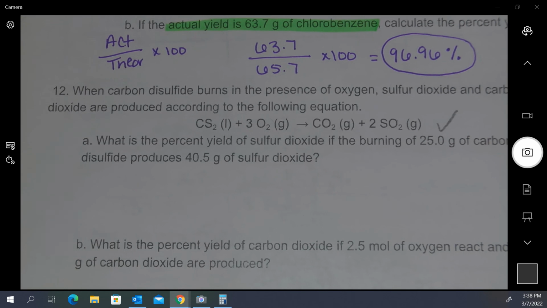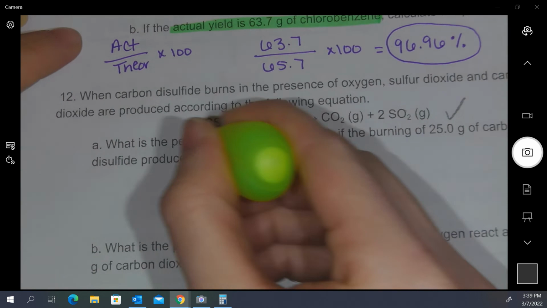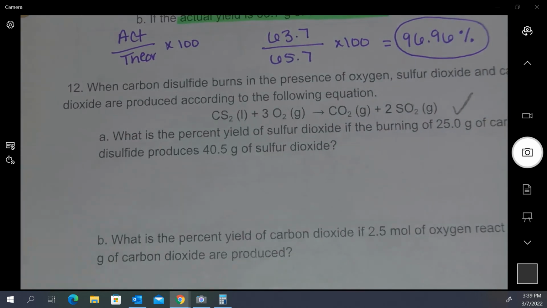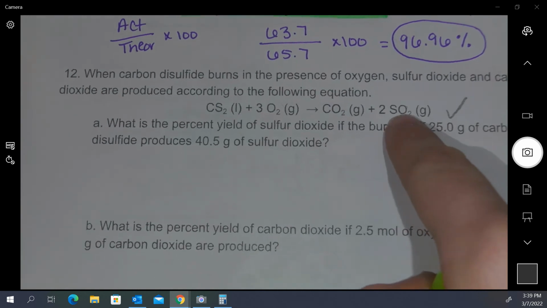Letter A, what is the percent yield for sulfur dioxide if burning 25 grams of carbon disulfide produces 40.5 grams of sulfur dioxide? So we're going to read this question, pick it apart a little bit, and figure out what is what. So produces is an indicator that if you see the word produces or makes or yields, that's an indicator that that is your product. So produces sulfur dioxide. This is sulfur dioxide, SO2.